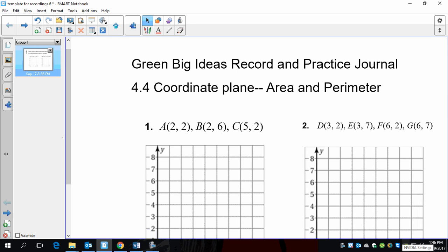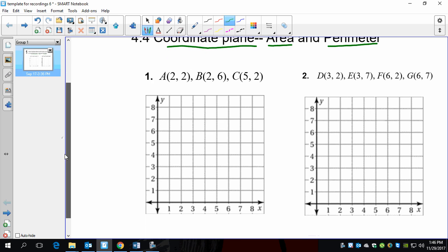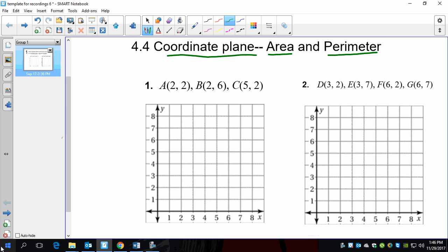Okay, we're working on the Green Big Ideas Record and Practice Journal today. We're working on 4.4, and we are working with the coordinate plane, and specifically we are trying to work on area and, in some cases, perimeter. So we're working on making the shapes with our coordinate plane, and then we're trying to find area and perimeter.